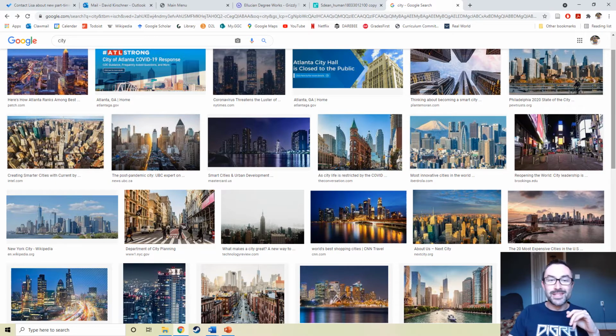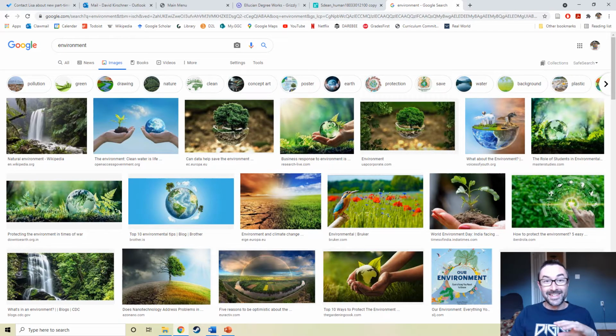Let's try environment. This is the opposite of the Google image search for city. This is pure nature, right? It's trees, it's all green, it's fields, there's some animals, and there's a lot of this sort of caretaking motif where people are holding the earth or the soil in their hands. But this is very different than the previous image.